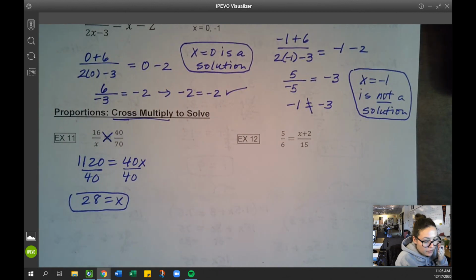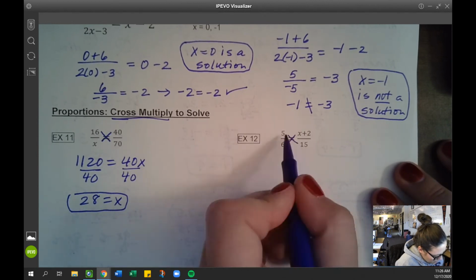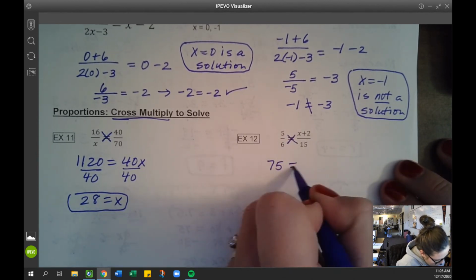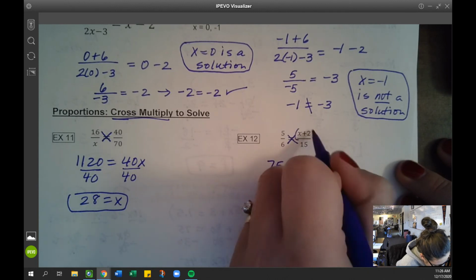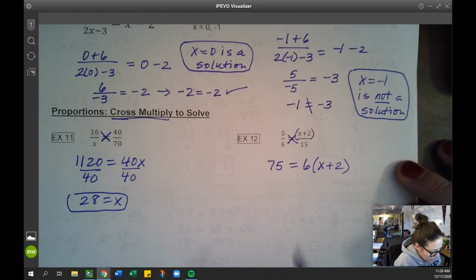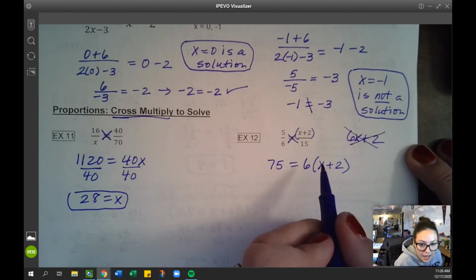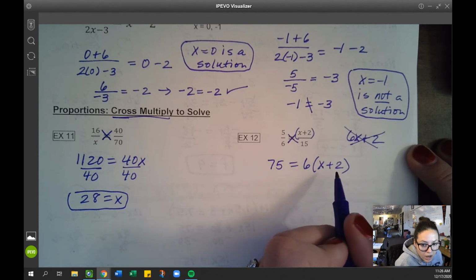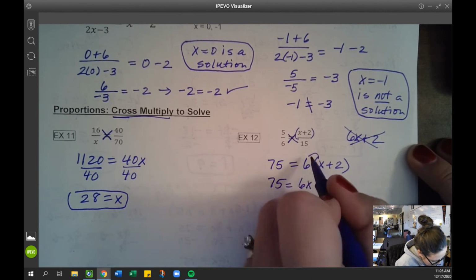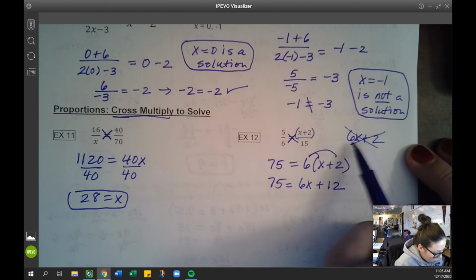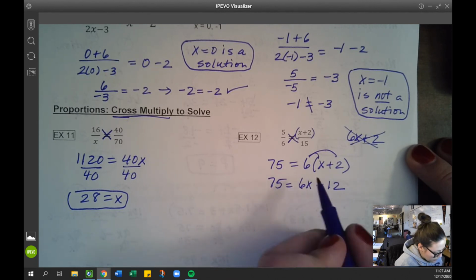Now, you do have to be careful when you have something like this. So I'm going to do the same thing. I'm going to cross multiply. 5 times 15 is 75. And when I do 6 times x plus 2, you have to remember that I'm doing 6 times that whole thing, not just this. If you write this, that's wrong. It has to be 6 times the whole quantity x plus 2, because now I'm going to distribute and I'm going to actually have 6x plus 12. So if you wrote 6x plus 2, you would actually end up with the wrong answer. So you have to be very careful there.